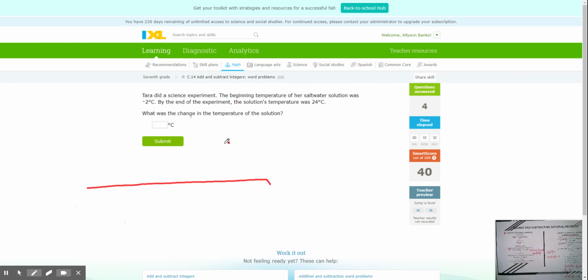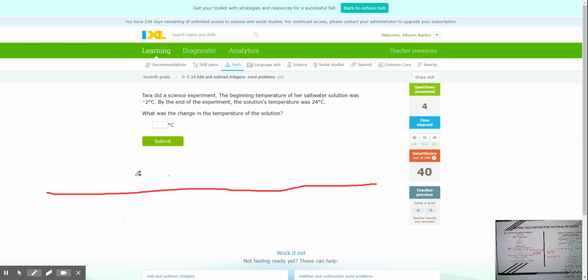Well, let me keep on going here. Draw my line. It's not very good. Hold on. Let me try this again, people. All right. Okay, so I'm going to put 0 here. And the reason I'm doing that is because I'm going from -2 to +24. So if I go back 1, 2 here, that's where I start, -2, 2 from 0. By the end of the experiment, the solution was 24. It wasn't -24, it's +24.